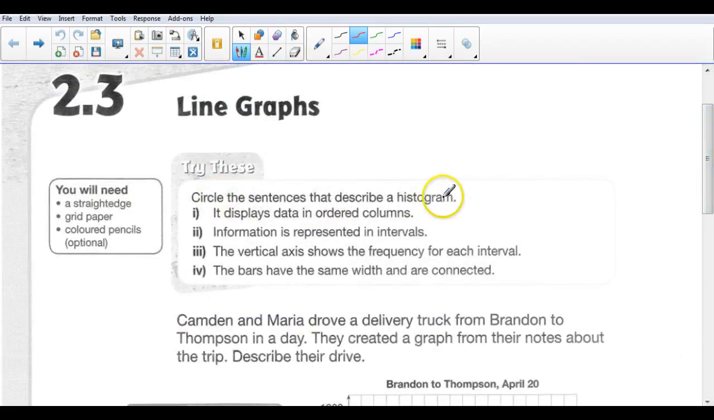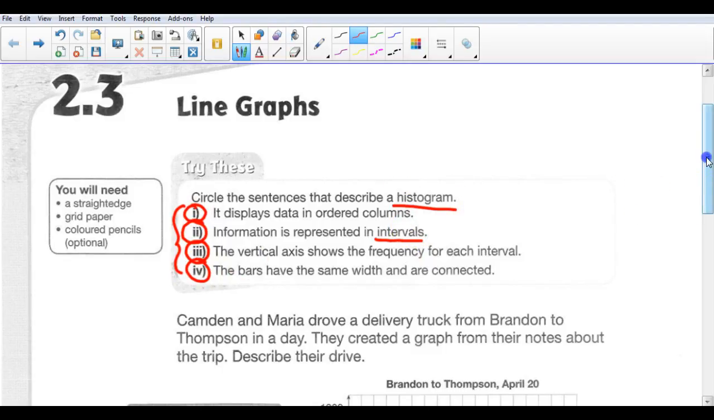Okay, so let's try these. Circle the sentence that describes a histogram. Well, that's from 2.2, the previous one. A histogram displays data in ordered columns. I would say yes. Information is represented in intervals. Yes, that was the key thing. Intervals is the key feature of a histogram. The vertical axis, going up and down, shows the frequency for each interval. Yes. And the bars have the same width and are connected. Yes. So all four of those points are true for a histogram.